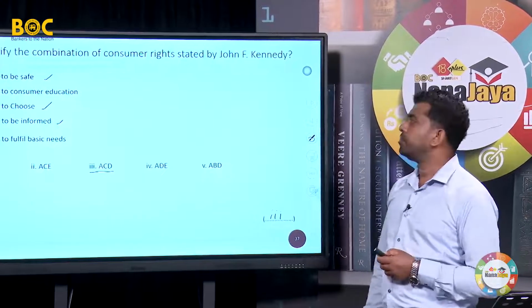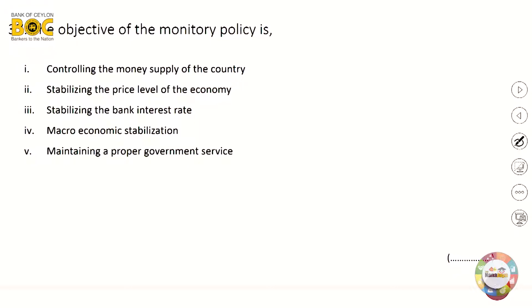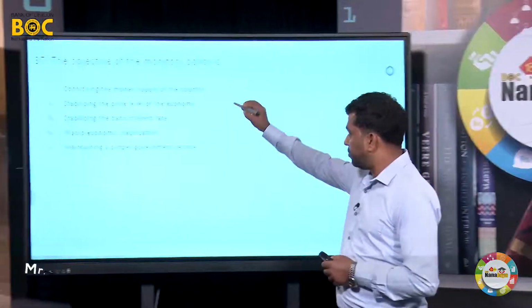Question number 37. The objectives of the monetary policy are controlling the money supply of the country, stabilizing the price level of the economy, stabilizing the bank interest rate, macroeconomic stabilization, maintaining a proper government service. Among these given statements, the correct option is controlling the money supply of the economy. So, this is the main objective of maintaining monetary policy by the government. So, the correct option is the first one.